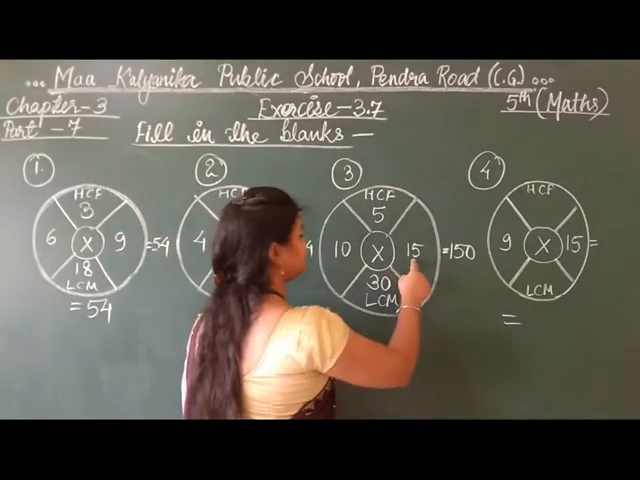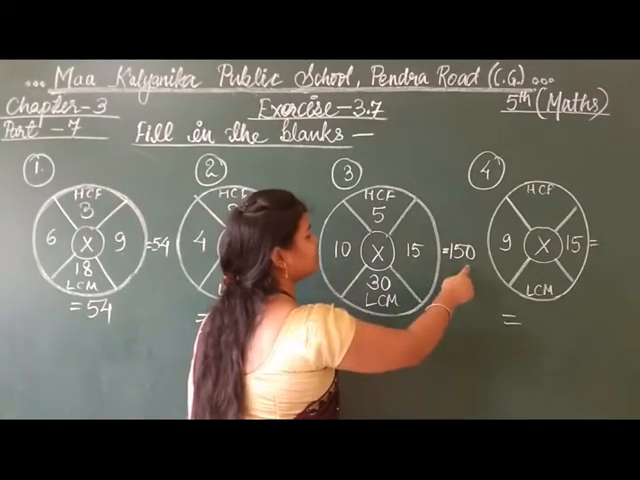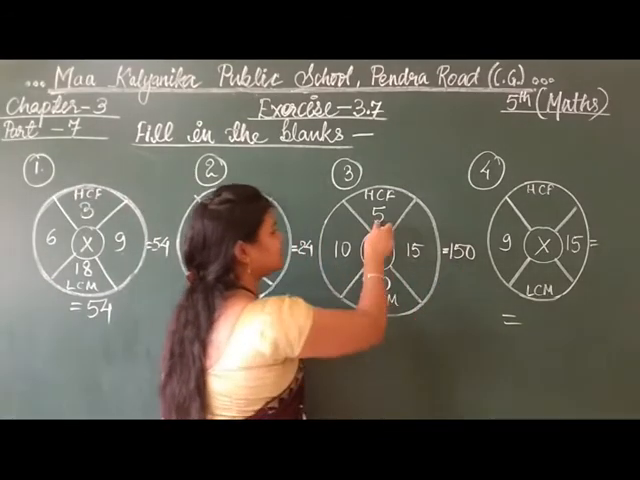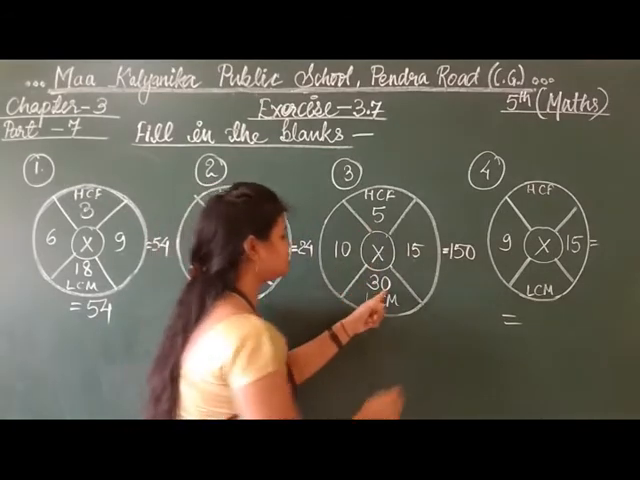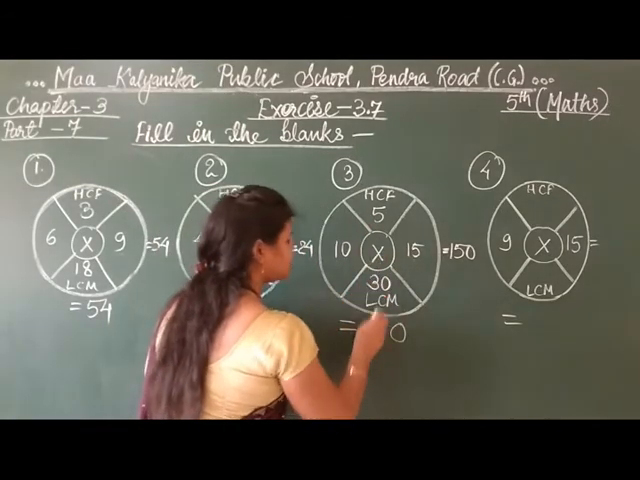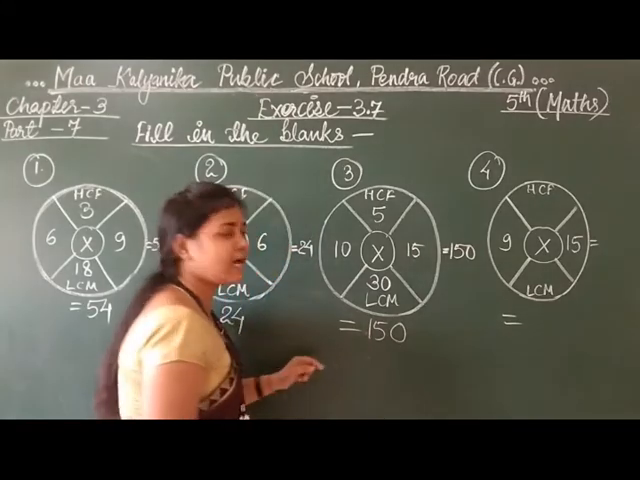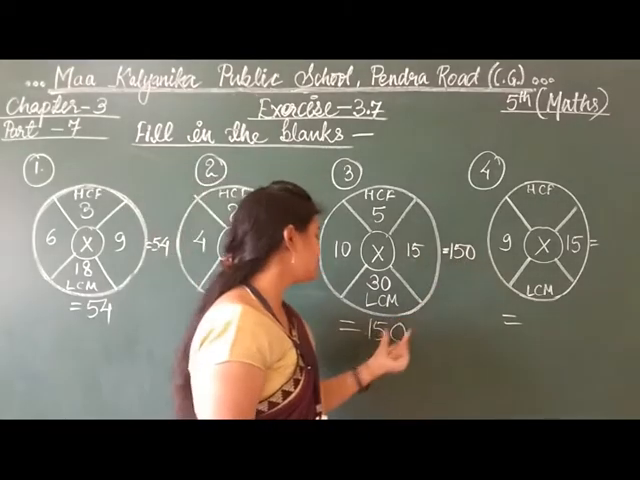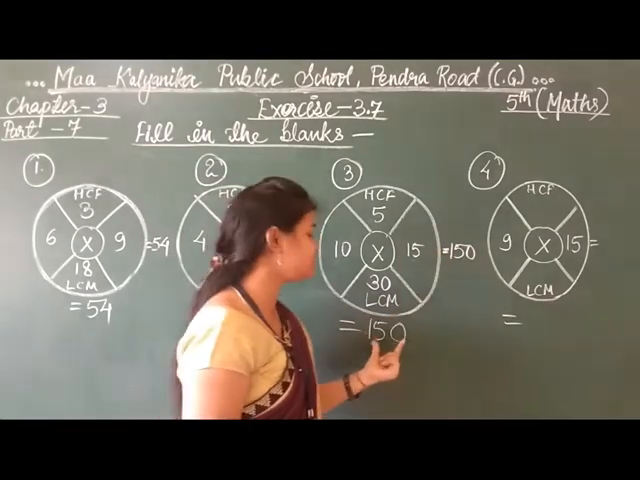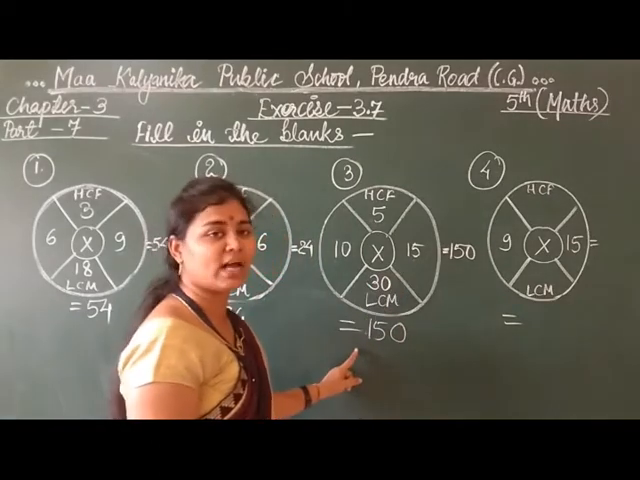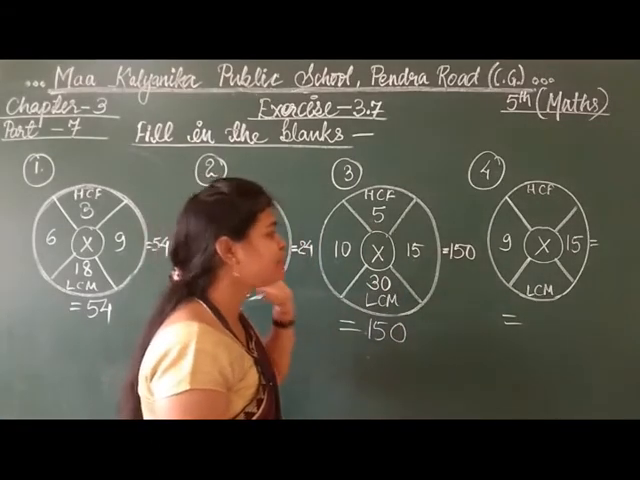Now 10 times 15 is 150. Now multiply 30 and 5. So 5 zeros are 0 and 5 threes are 15. Is the answer the same here? Yes. So 150 and 150 means 150 is the common answer for both, which means this is also correct.